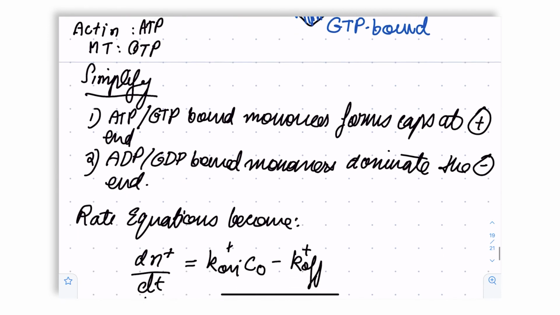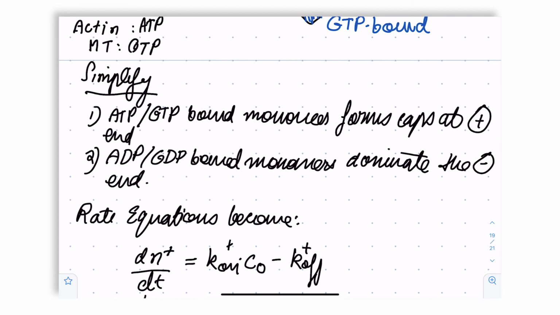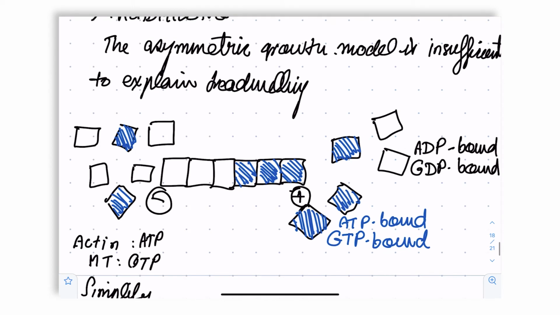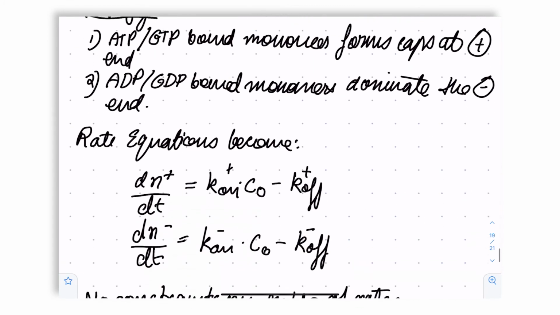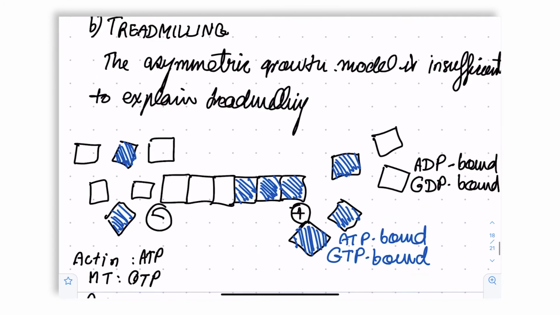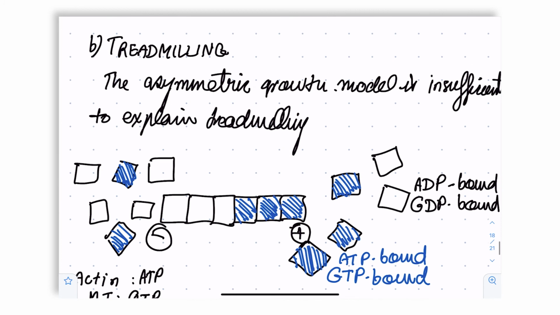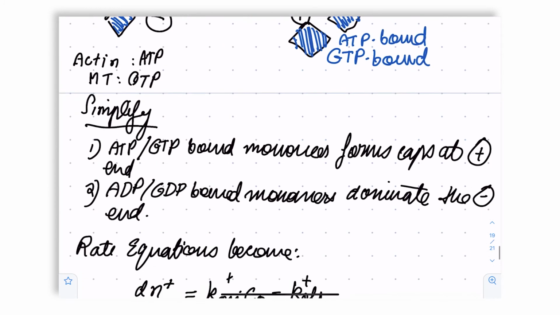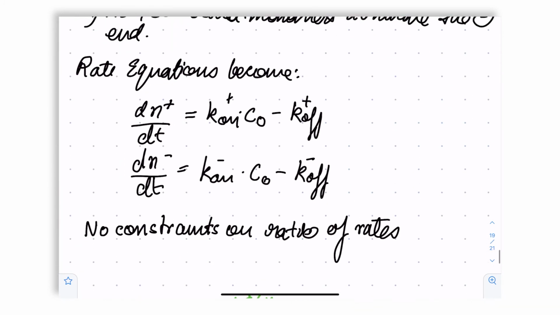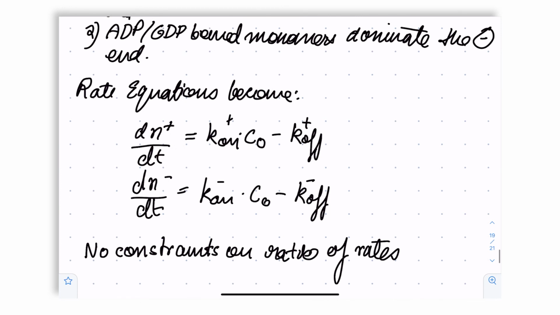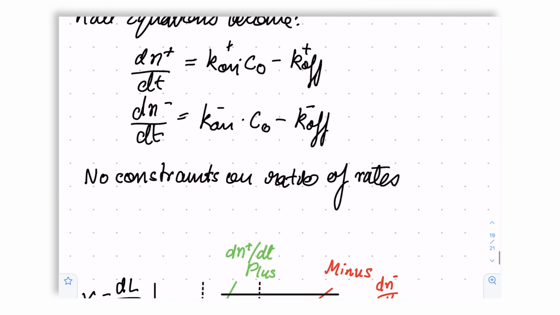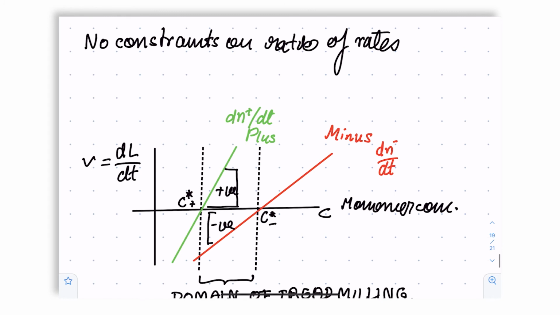So if you simplify this, then ATP bound and GTP bound monomers form caps at the plus end, as you see here. That means they are predominantly GTP bound at the plus end, and at the minus end they are predominantly GDP or ADP bound. In such a case, we have the rate equations that look similar to what we had earlier, with no constraints on the ratio of the rates.